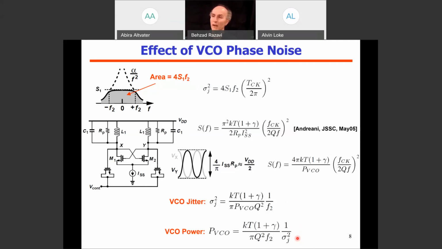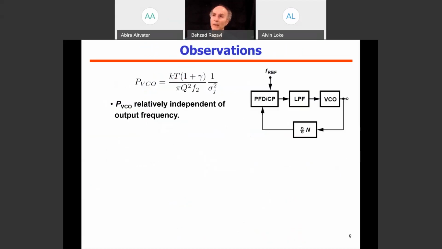So let's eyeball this result a little more and look at some of these attributes. What we see is first, the power consumption of the VCO is actually relatively independent of the output frequency. There is some dependence only through Q, because the Q of the tank depends on the oscillation frequency and how we design it. But beyond that, there's not much dependence on the output frequency of the circuit. Now, how serious is this trade-off? So let's look at some numbers just to get a feel for the situation.